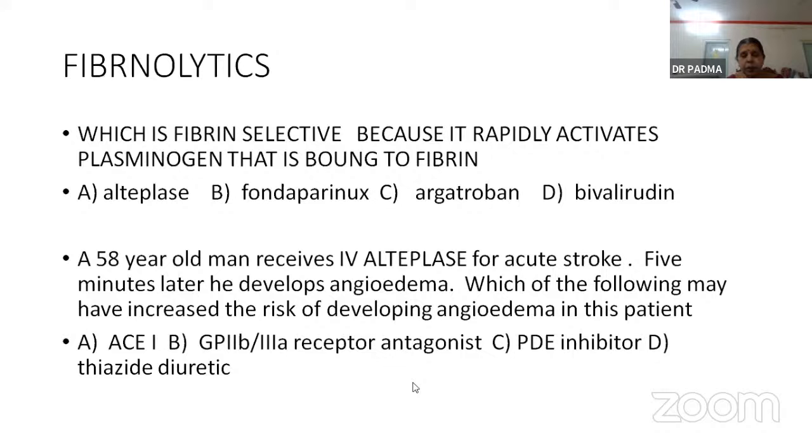Alteplase, fondaparinux, argatroban, bivalirudin. The next question is: a 58-year-old man receives IV alteplase for acute stroke. 5 minutes later, he develops angioedema. Which of the following drugs will increase the risk of angioedema in this patient? We'll come to the answer after these few slides.